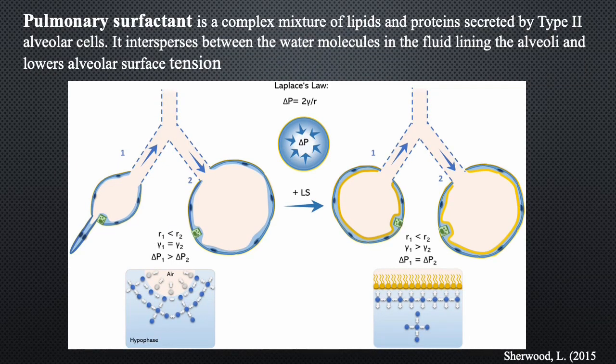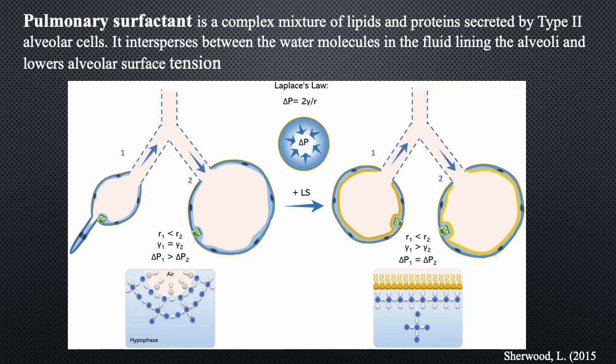Pulmonary surfactant is a complex mixture of lipids and proteins secreted by type 2 alveolar cells, as I mentioned earlier. It intersperses between the water molecules in the fluid lining the alveoli and lowers the alveolar surface tension. The term surfactant is derived from surface active agent. Because the cohesive force between the water molecules and adjacent pulmonary surfactant molecules is very low, pulmonary surfactant decreases the extent of hydrogen bonding between molecules at the alveolar air-water interface.